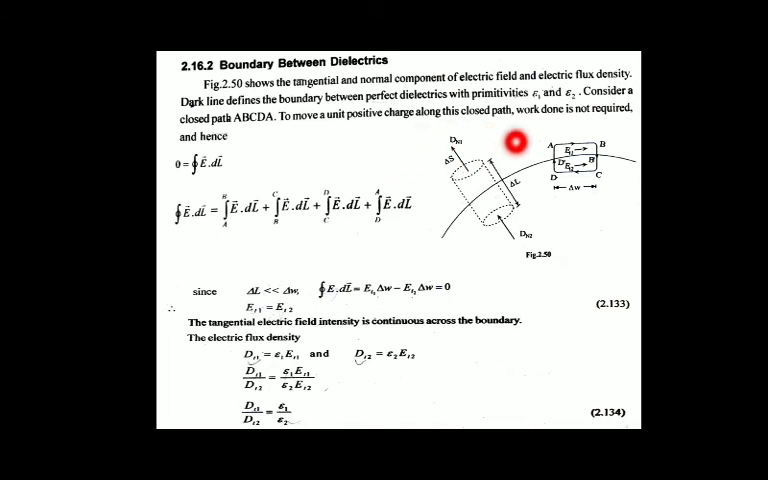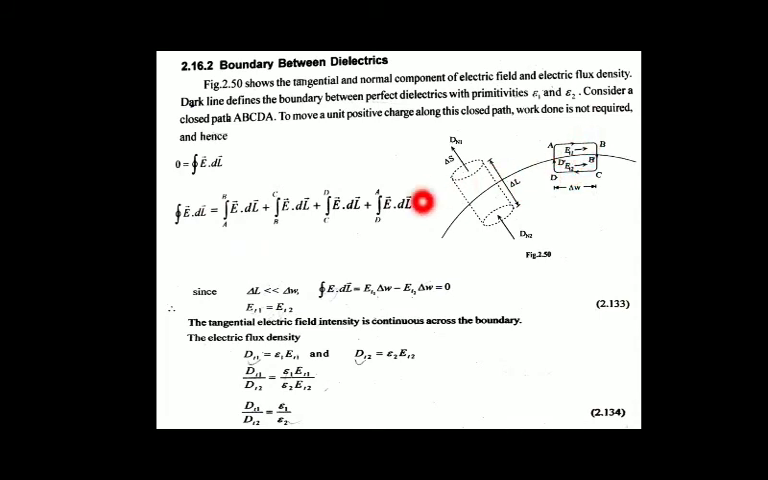Total work done by the unit charge for the closed loop ABCD is equal to 0. So total work is divided into four parts: one is AB, second is BC, third is CD, and fourth is DA. Here Δl is much less than Δw, so the Δl term is ignored. The Δl terms are AD and BC, and they are negligible. So the remaining terms are AB and CD.